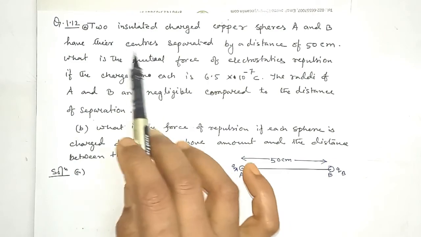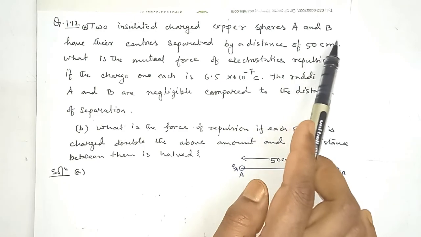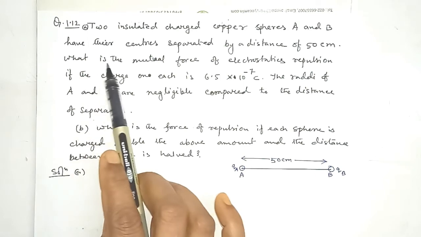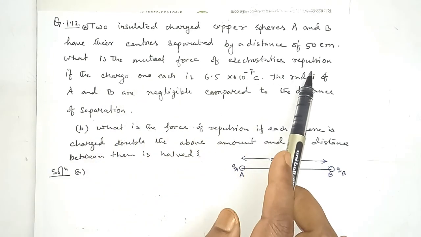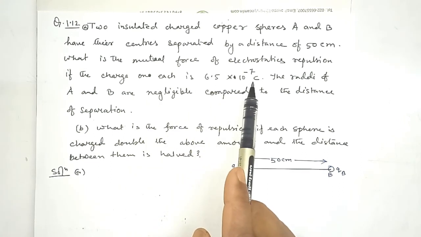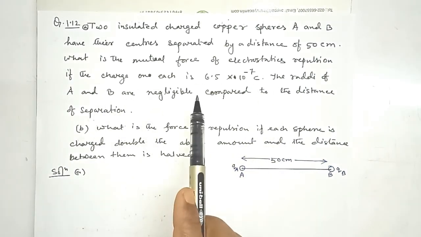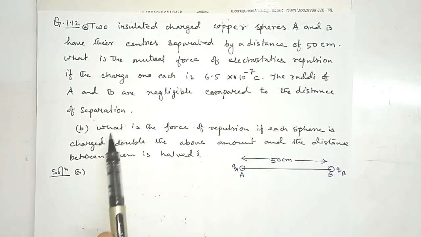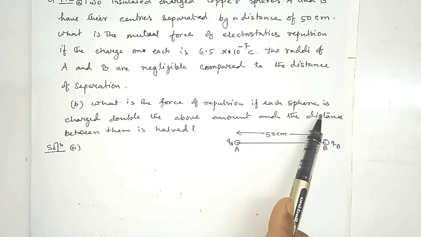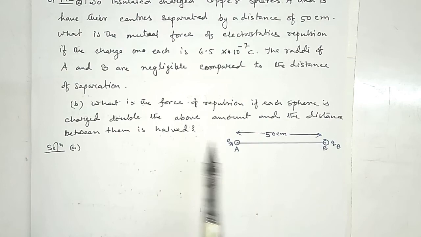So the next question is that two insulated charged copper spheres A and B have their centers separated by a distance of 50 cm. What is the mutual force of electrostatic repulsion if the charge on each is 6.5 into 10 to the power minus 7 coulomb? The radii of A and B are negligible compared to the distance. And another is, what is the force of repulsion if each sphere is charged double the above amount and the distance between them is half?